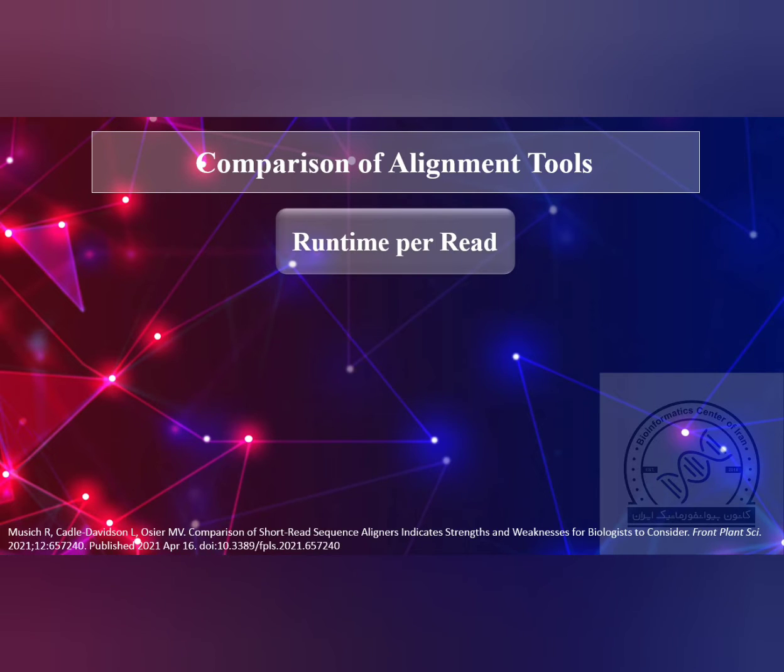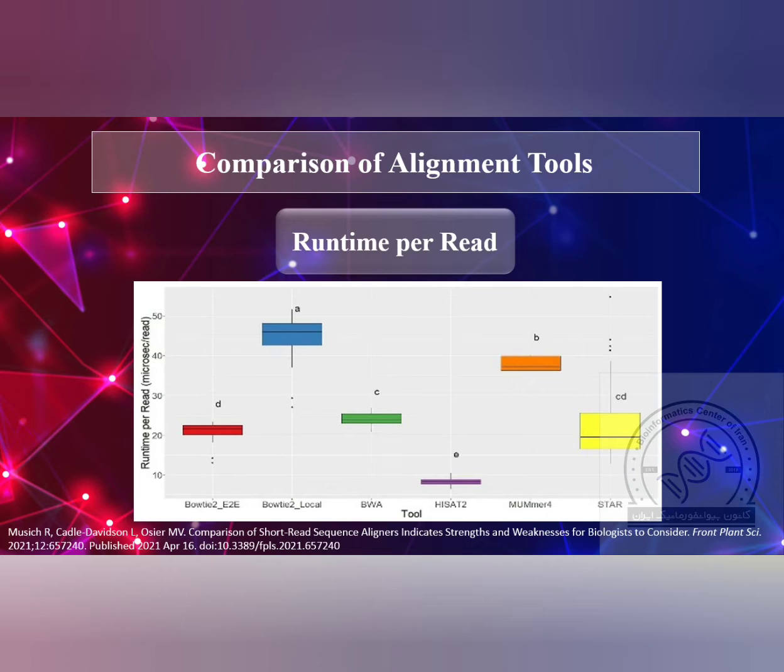The second metric is runtime per read, or let's say the race of the alignment tools. We want to see which alignment tools work faster and which work slower. Let's take a look at this diagram, in which the y-axis shows runtime per read as microseconds per read, and the x-axis shows the tools. So we have 5 levels of the alignment tools.